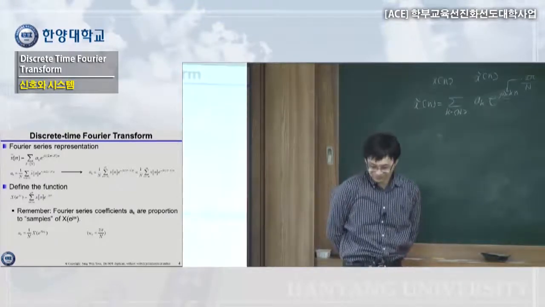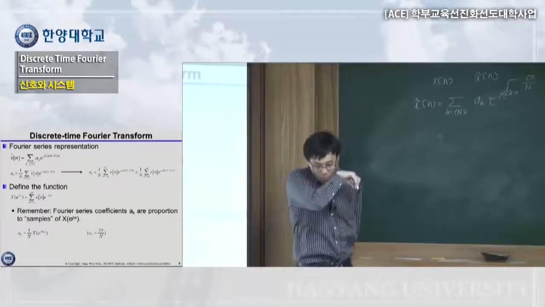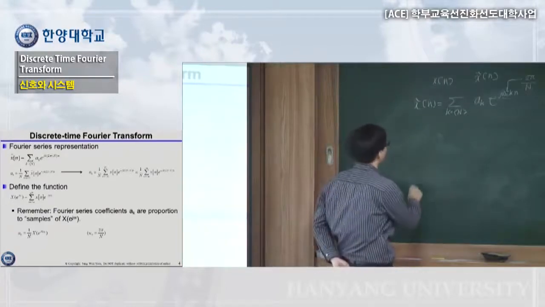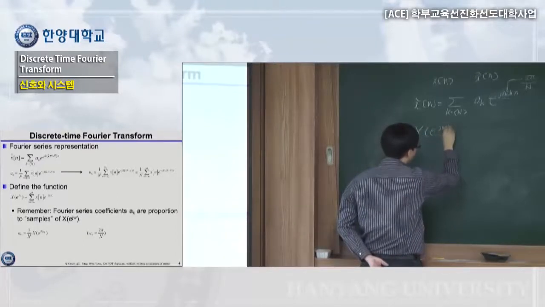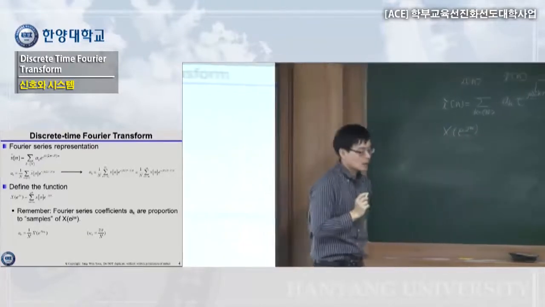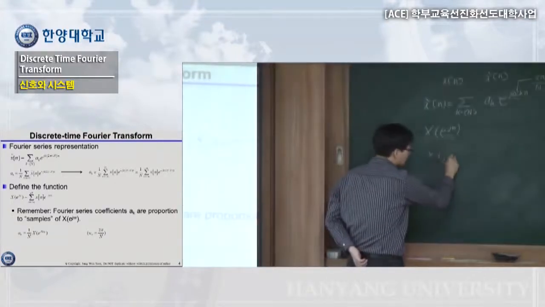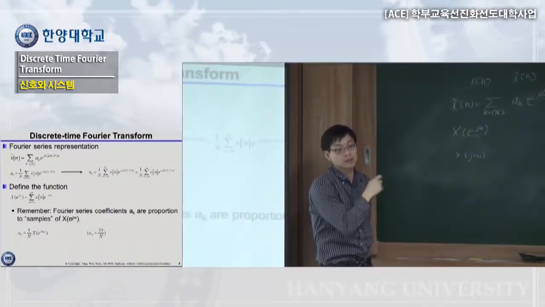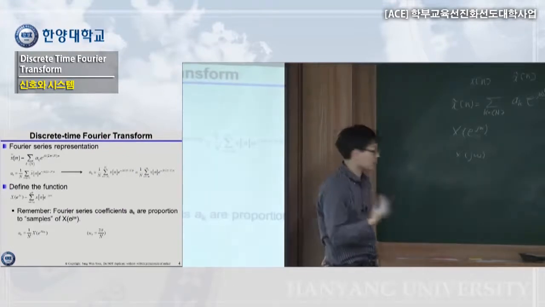And then, let's define a new function, X(e^(j omega)). Now, we used X(j omega) before, and now we are using e^(j omega). There's a meaning for it, so I will explain it later. If I don't do that, please remind me.